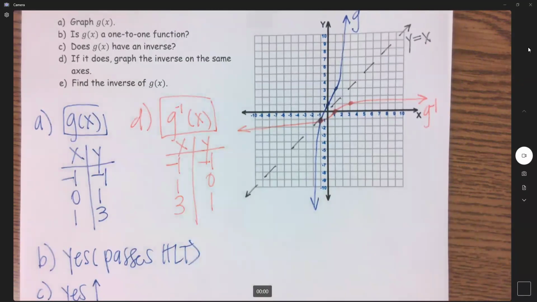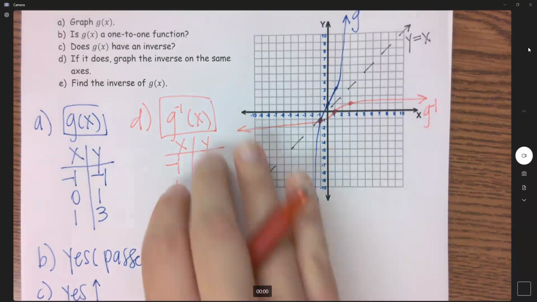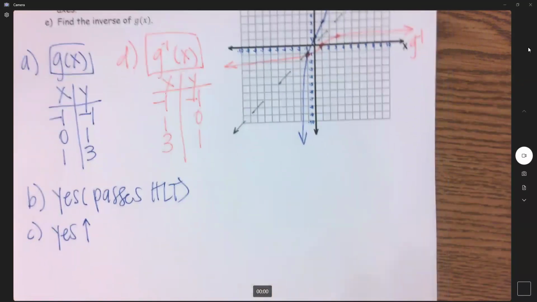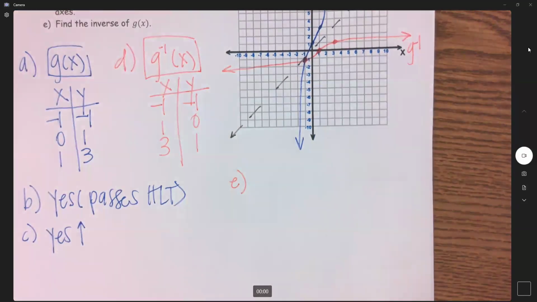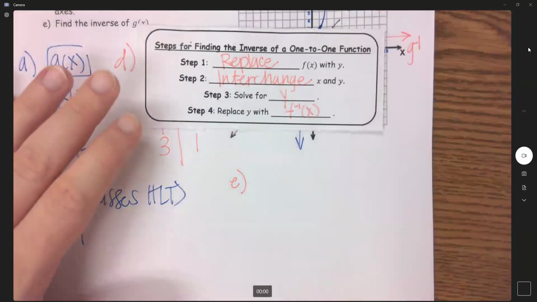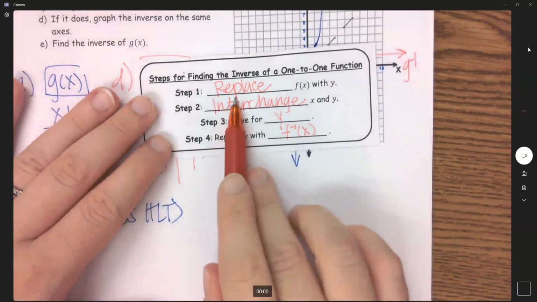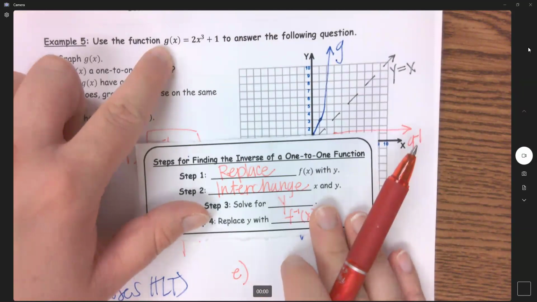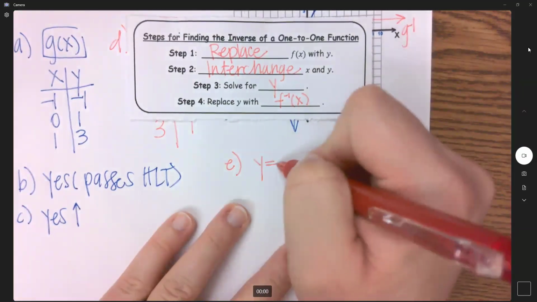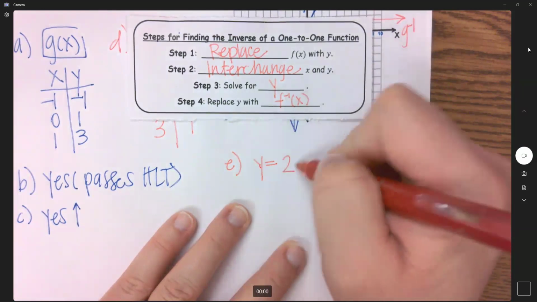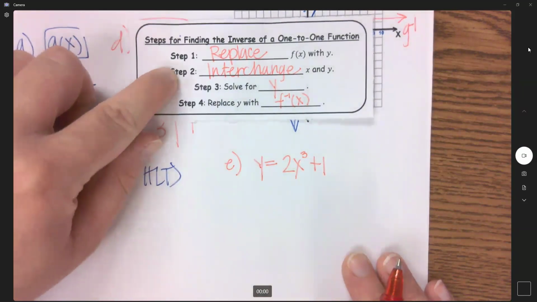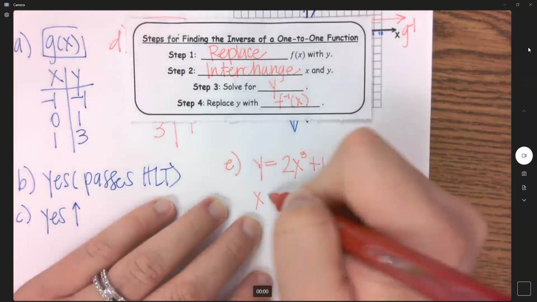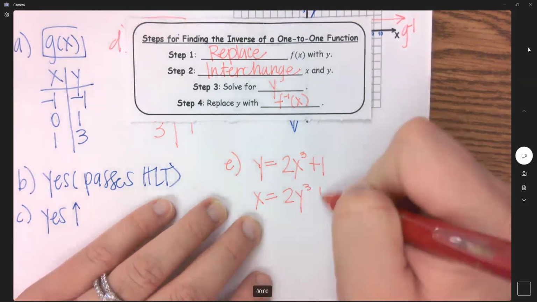And then part E wants me to find the inverse of g of x. So we have graphed the inverse. What is the name of this function here? So looking at my steps from that previous page here, the first step is to replace f of x with y. So instead of g of x, I now have y equals 2x cubed plus 1. Step 2 is to interchange our x and y. So now this is x equals 2y cubed plus 1.